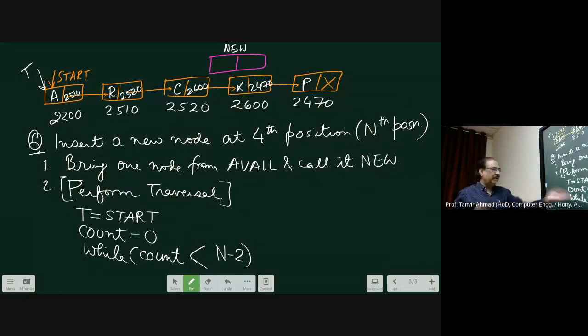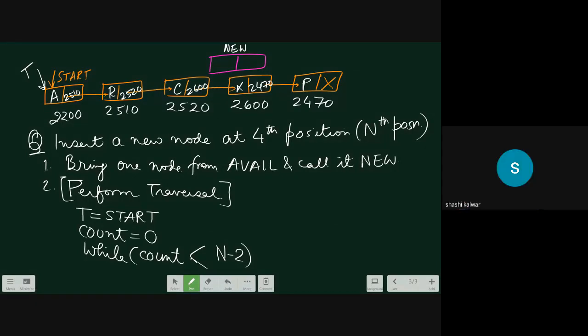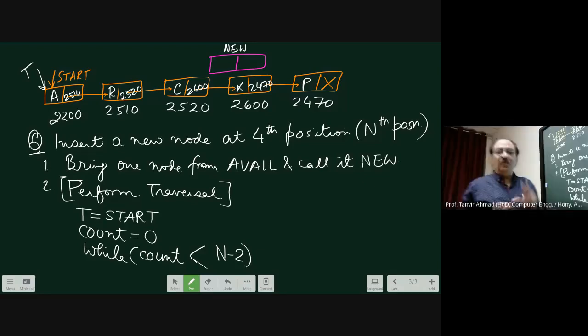Now, how many times will this loop work? 3 times? 0, 1, no, 2 times. Only 2 times. 0 is less than 2, 1 is less than 2. And that is what I want. I want to move only 2 times.